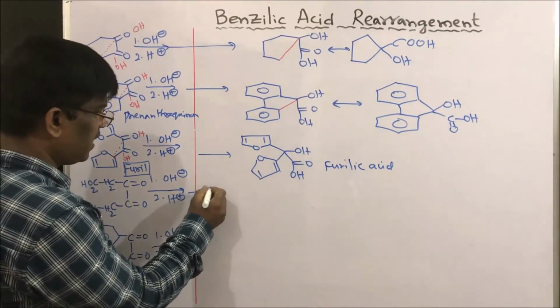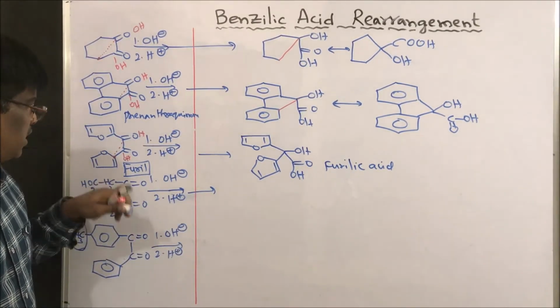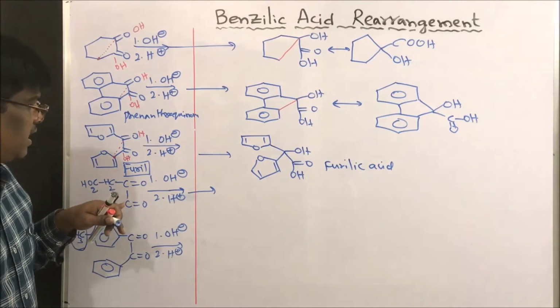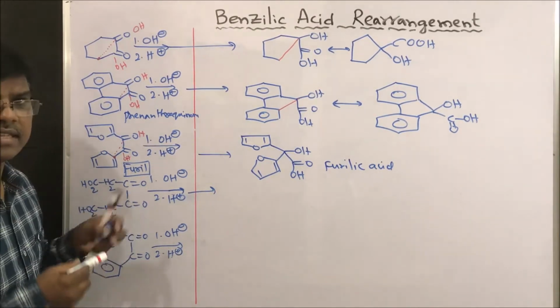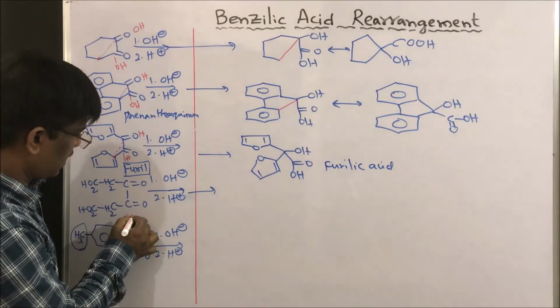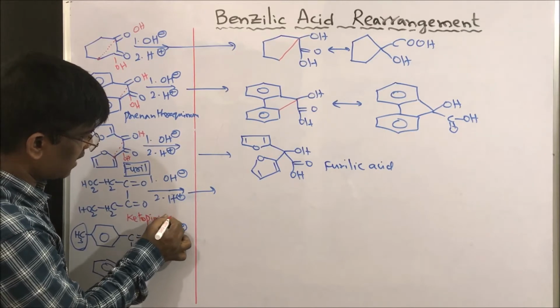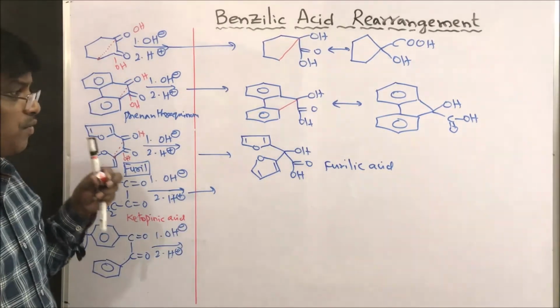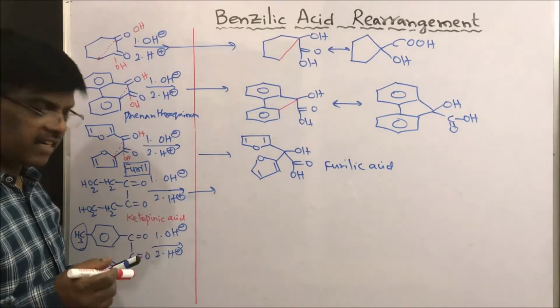Next example is very, very important. This is a 1,2 diketone, right? 1, 2, 3, 4, 5, 6. A 6 carbon chain, 1,2 diketone. This compound is also known as ketopenic acid. So we are going to get a very, very important known compound, citric acid.